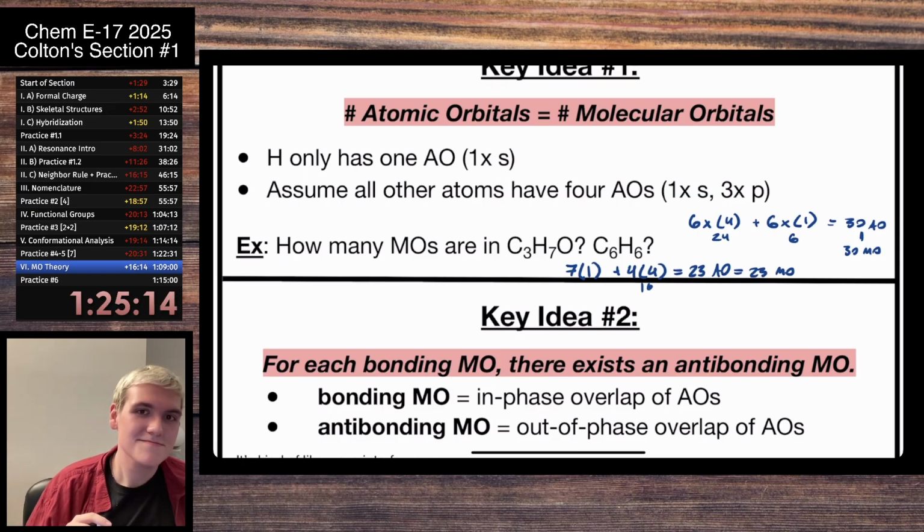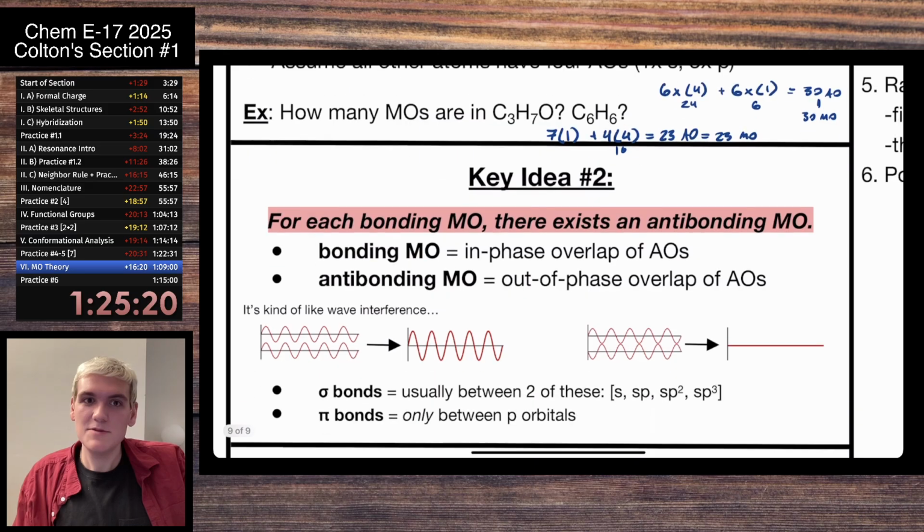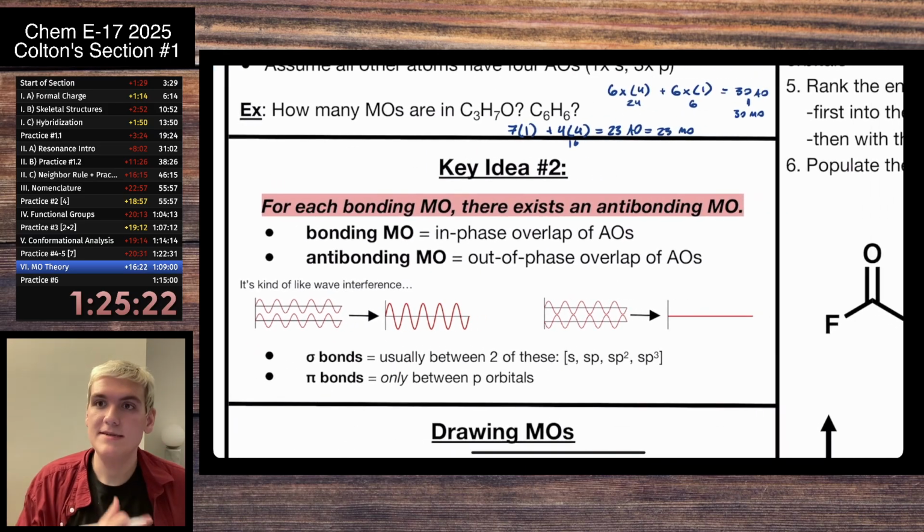Cool. So that's key idea number 1, number of atomic orbitals equals number of molecular orbitals. Key idea number 2 is for every bonding molecular orbital, like any bond that we have, there's also this anti-bonding molecular orbital that's going to be empty.